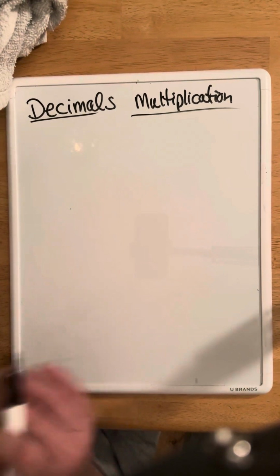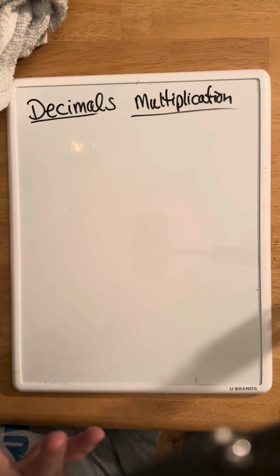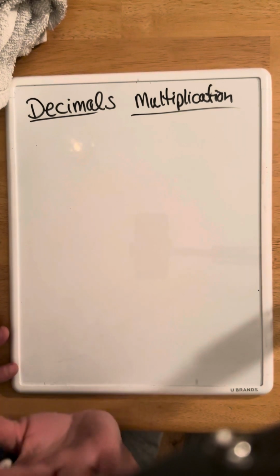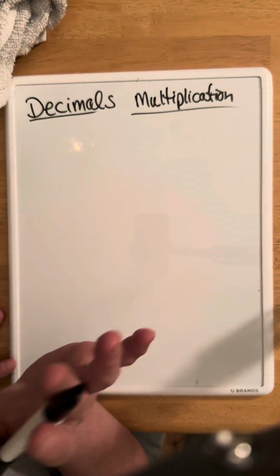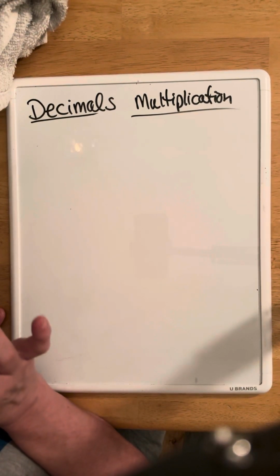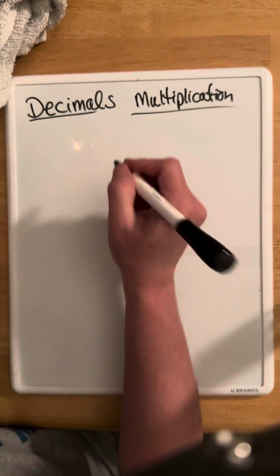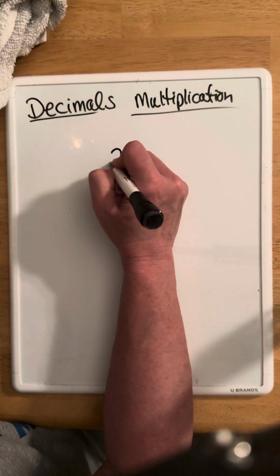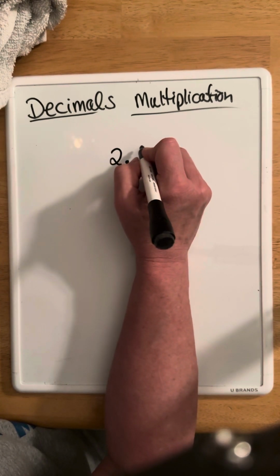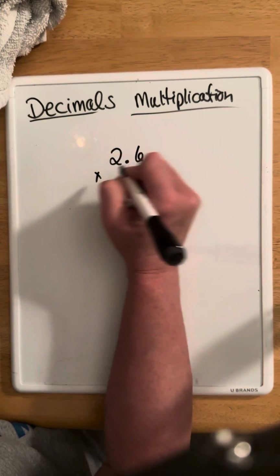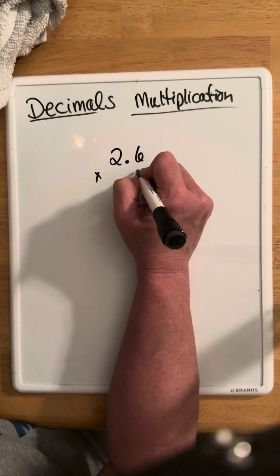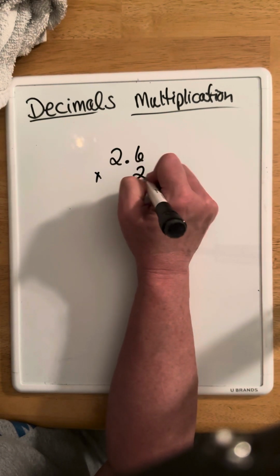Okay, when you are multiplying with decimals, there's a little trick you use to figure out where the decimal goes in your answer. So I'm going to show you, first of all, a simple multiplication. 2.6 times 2.